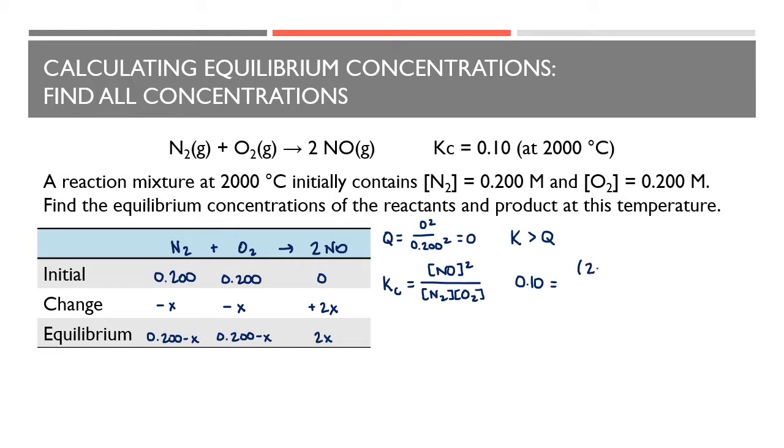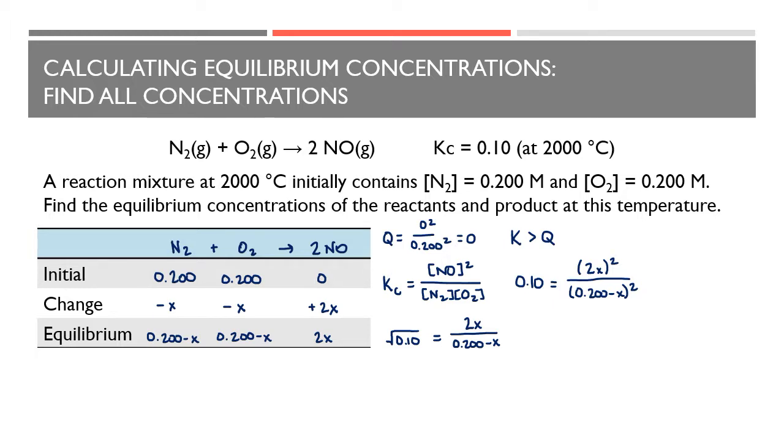I'm going to substitute the values that I know into this equilibrium constant expression. So I know my equilibrium constant is 0.1. I know the concentration of NO is 2x, so I square that. And then I know the concentration of my N2 and my O2 are 0.200 minus x. So if I multiply those two together, I get 0.200 minus x squared, which is really handy because I have a numerator and a denominator squared. All I have to do to solve for x is take the square root of both sides of this.